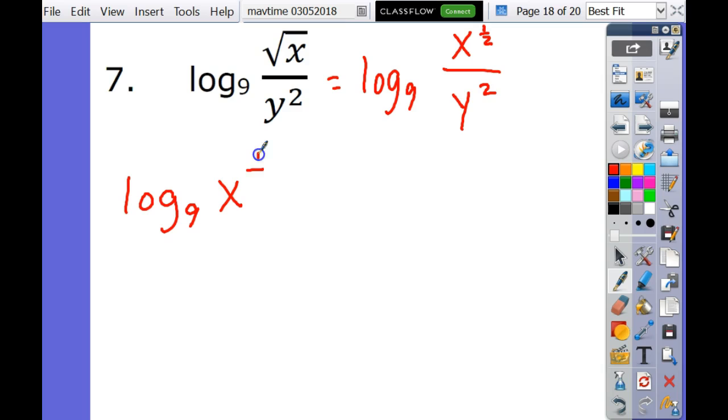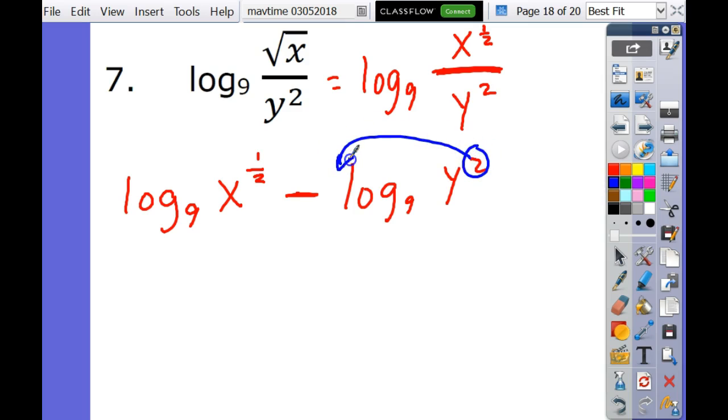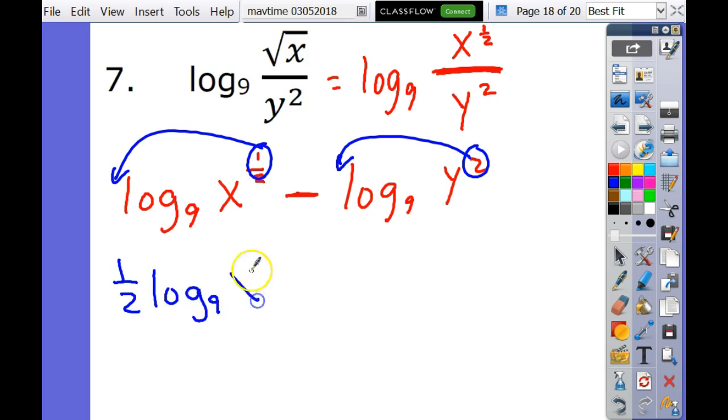Then you can use the quotient rule. Division changes to subtraction. Then you can use your power rule. That one's not quite as complicated. That is your final answer. This is called the expanded answer. And once again, the reason we're expanding is so that we can solve problems 2 days from now.